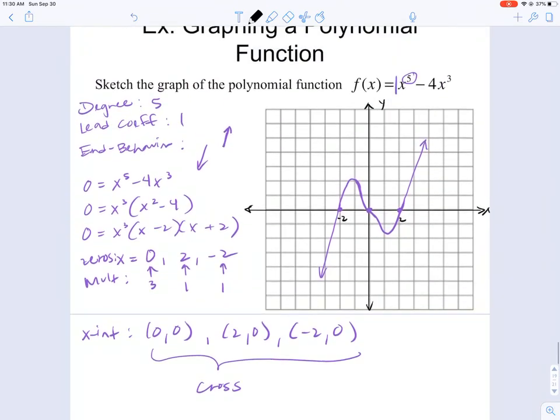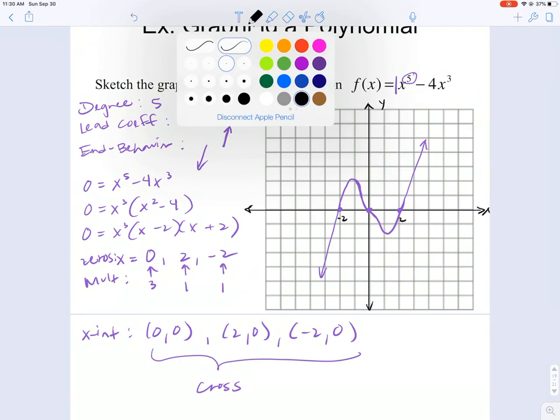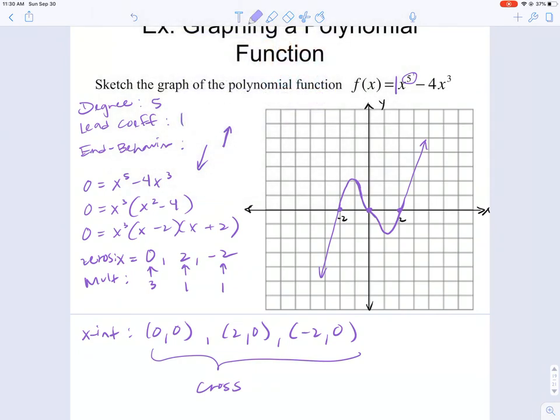Okay, so we can see that graph looked somewhat like it. It's just that this actually ended up going up a lot further and down a lot further.